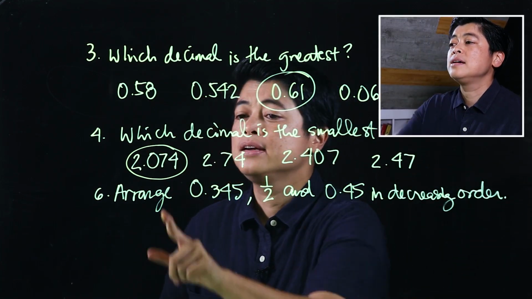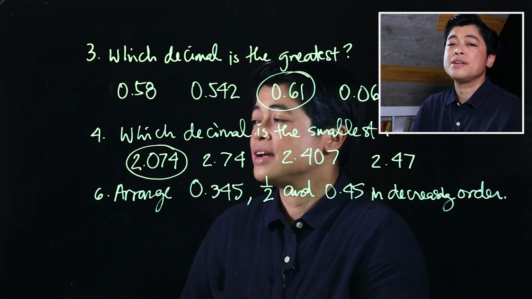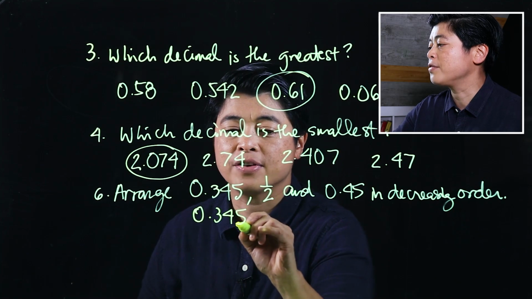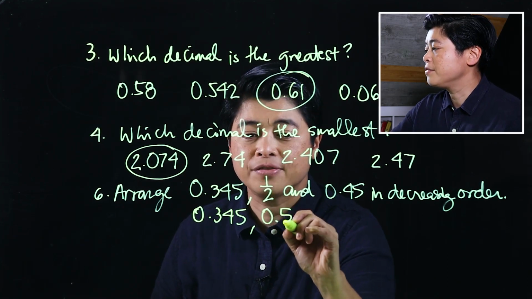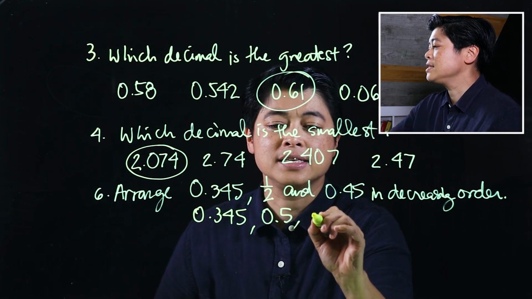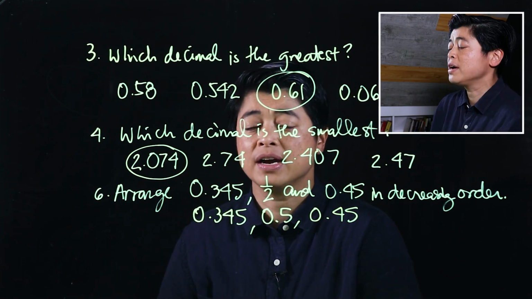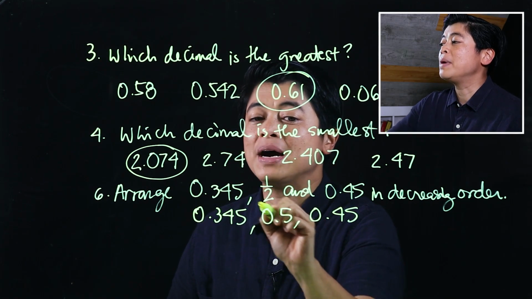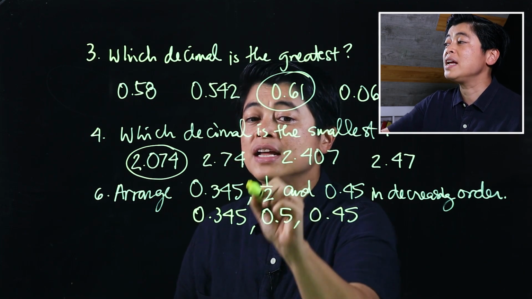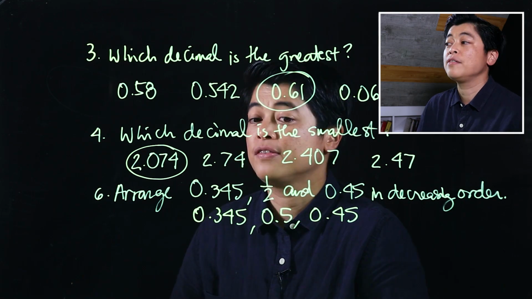In number 6, it says arrange in decreasing order. So I'm going to rewrite this as 0.345, 0.5, because a half is 0.5, and this is 0.45. The reason a half is 0.5 is if I multiply that by 50, it becomes 100. So equivalent to a half is 50 over 100, which is 0.50.